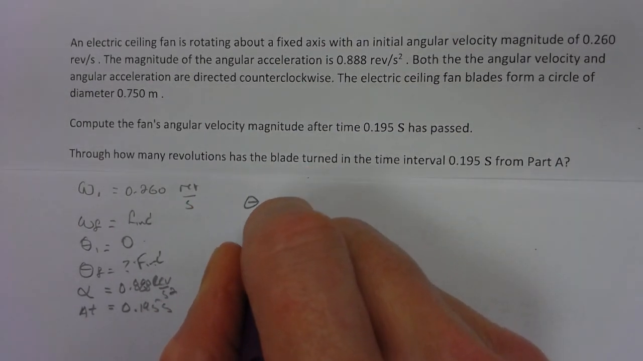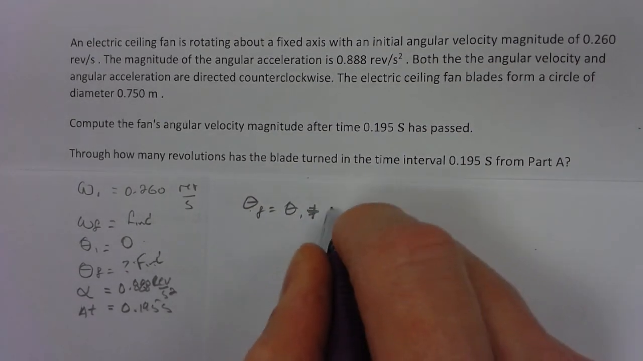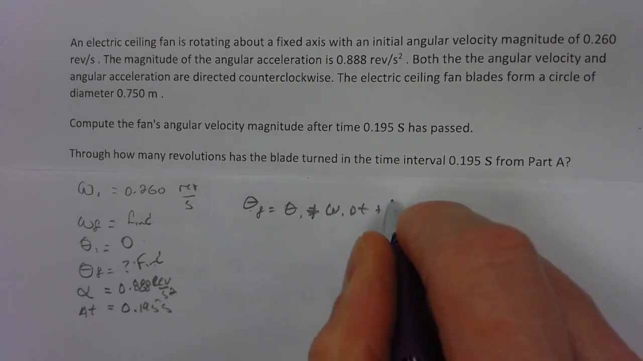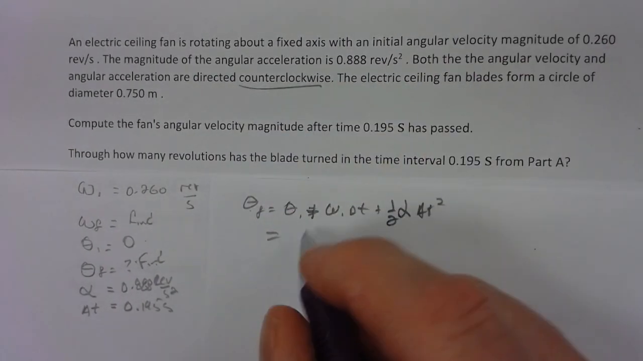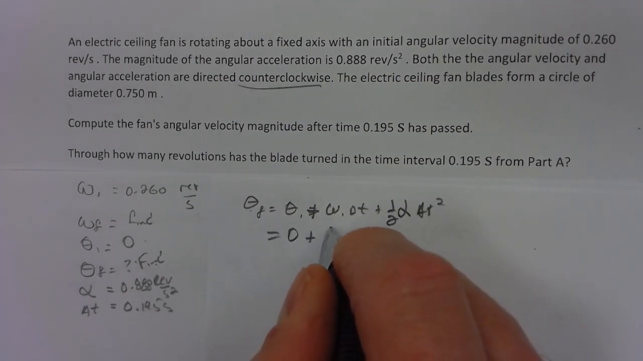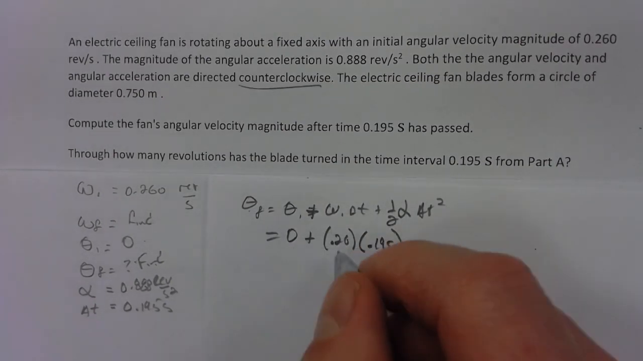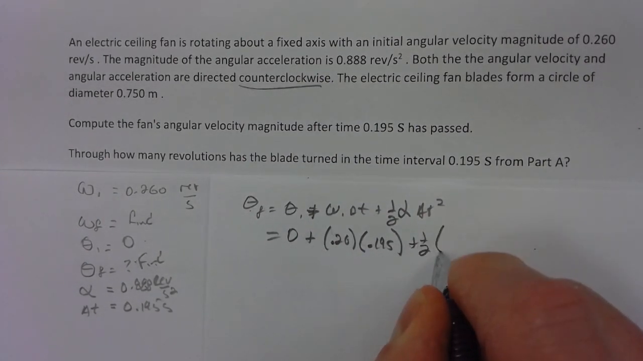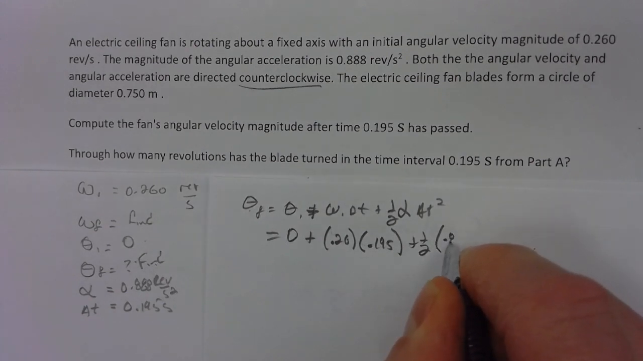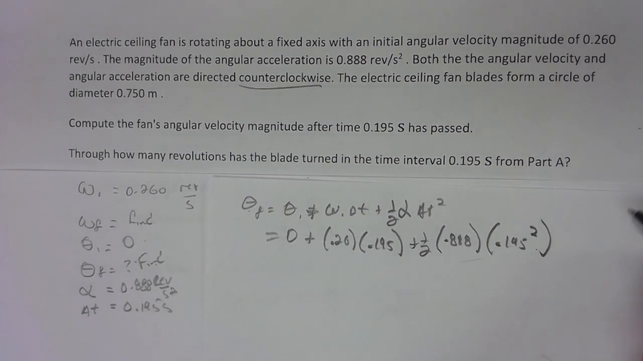Theta final equals theta initial plus omega initial delta t plus 1/2 alpha delta t squared. And everything's in the same direction, right? They're all counterclockwise, all positive, so that's good. Started at 0, plus 0.26 times 1.95. Everything's in revs per second, so we're going to get revolutions when I'm done. Plus 1/2 times 0.888 times 1.95, which is the time squared. A lot of you forget to do that squared thing at the end. Plug it into your calculator and find the answer.